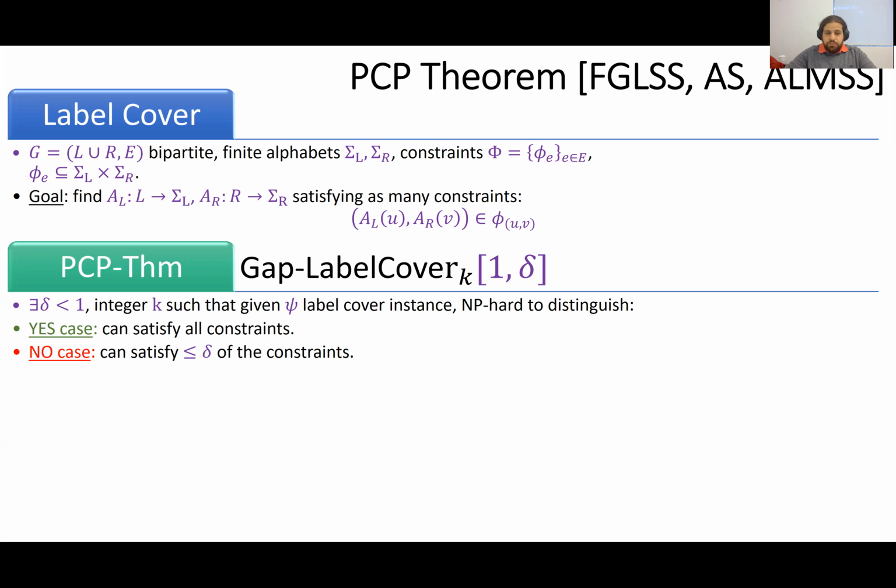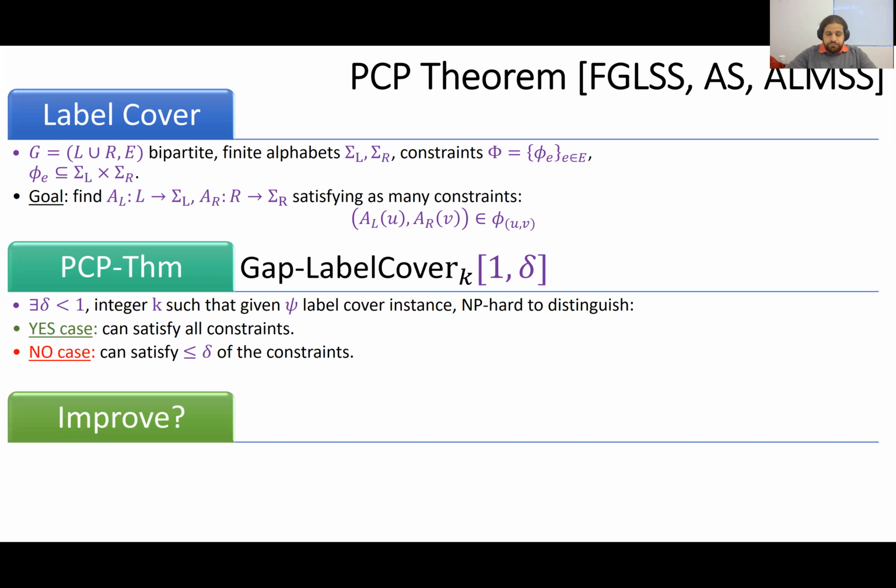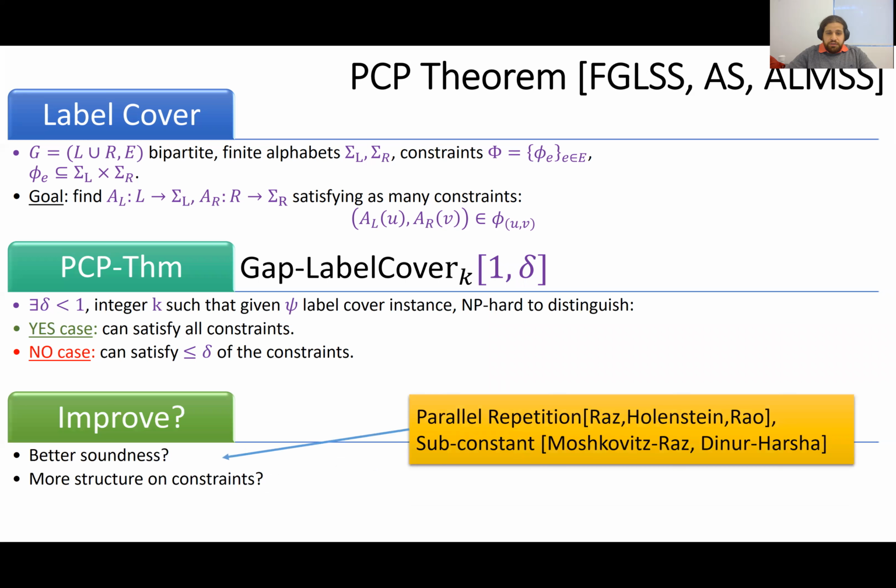Well, that's a very nice theorem, but if you want to prove hardness of approximation results, oftentimes you need something much stronger than this theorem. So what can you strengthen? There are two obvious things that you can try to improve. First of all, you can try to improve the soundness. Namely, instead of just saying that delta is strictly smaller than 1, you can hope to say that delta is maybe even close to 0. And indeed, such statements are known, and you can achieve them either by what is called parallel repetition, or directly by using subconstant error PCPs.